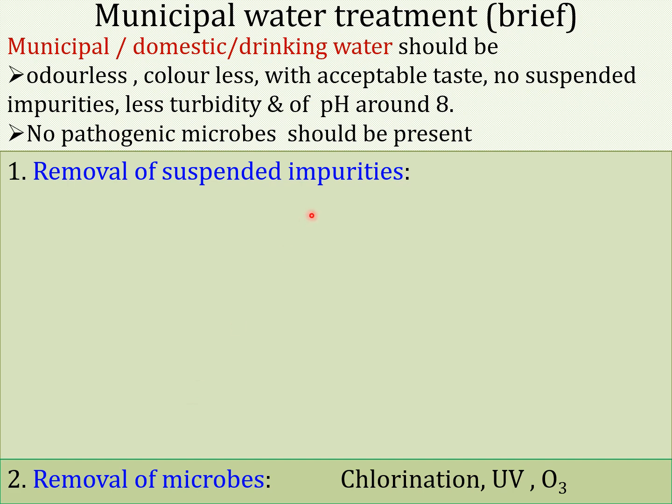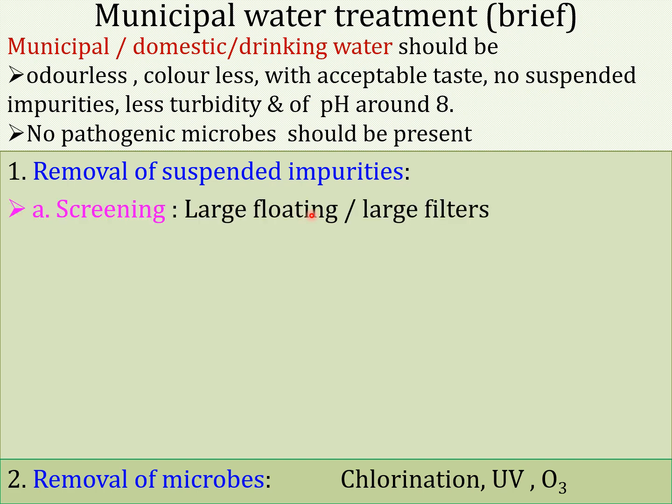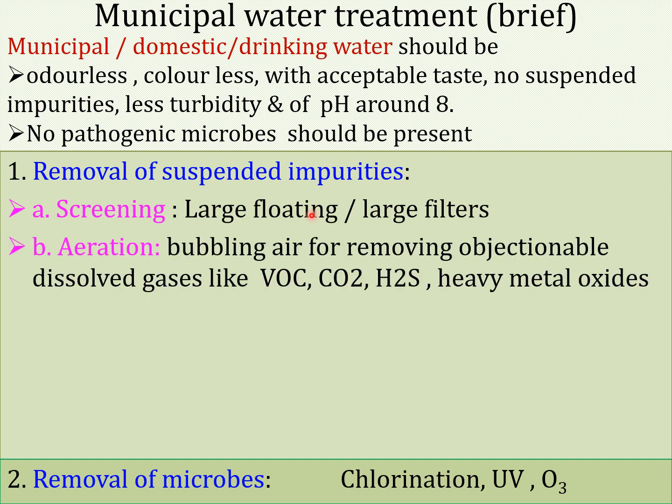Well, let us consider the removal of the suspended impurities. This has 4 stages. The first stage is screening. That means we are passing the water through large filters with relatively huge pores so that the large floating impurities will be removed, screened from the water. And once it is done, the screened water is aerated.